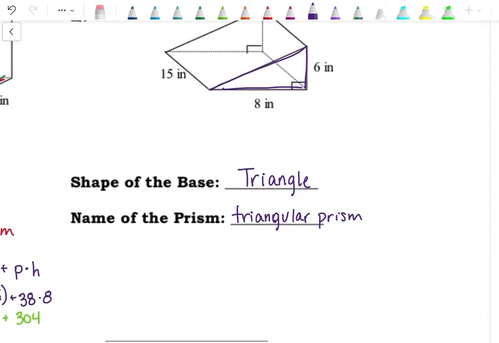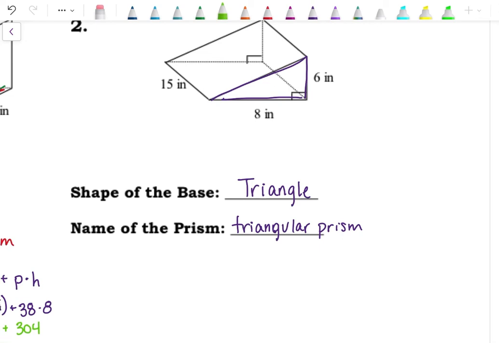And so let's set up my formula to figure out what I need. First thing I need is the area of the base. Now this is a triangle, so the area of a triangle is 1/2 base times height. So it's going to be 1/2 times 8 times 6. You could have done 6 times 8 if you wanted to. It's all the same thing. So 1/2 times 8 times 6 is going to be 32.